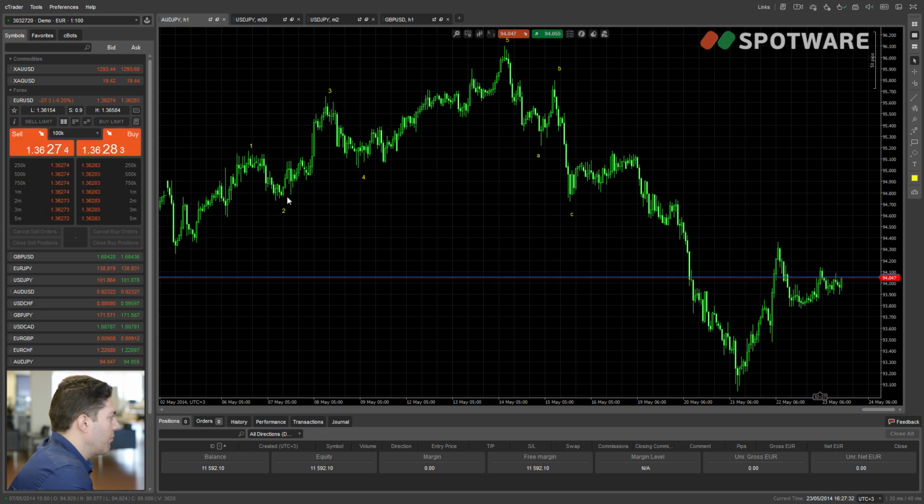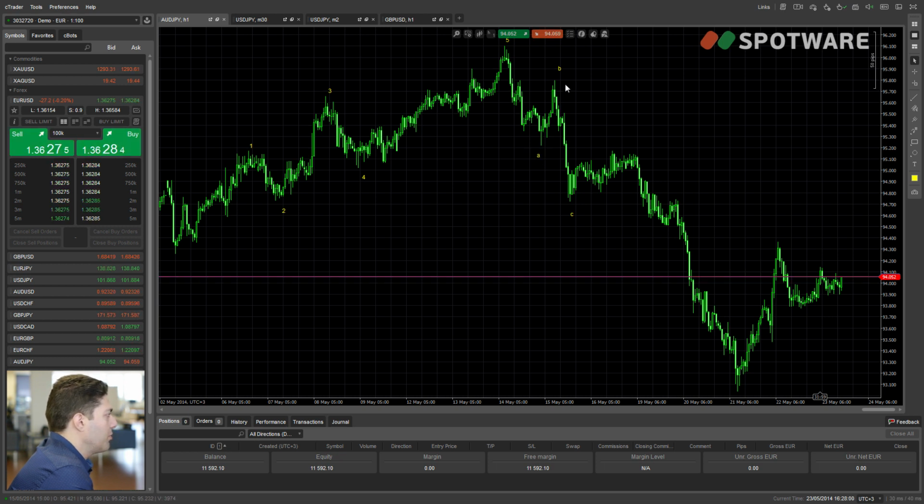Then we have wave 3, which goes beyond the high of wave 1. Then we have the retracement of wave 3 at wave 4. Then in the end we have the biggest wave, wave 5, which is the top of this new prevailing uptrend. It doesn't go higher, and it's not going to go any higher. Then we have a big retracement of wave 5, and we come to wave A.